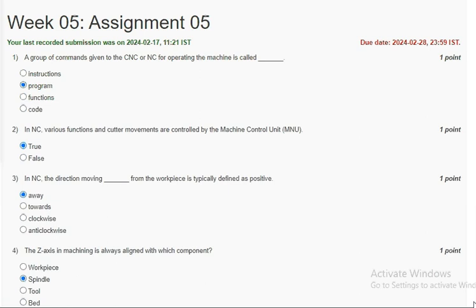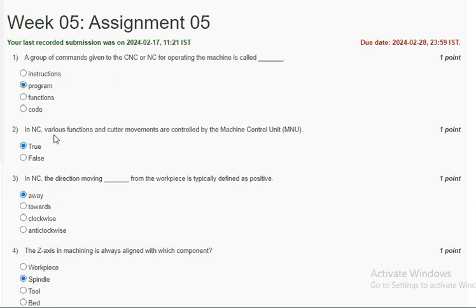Question number 1. The last date of this assignment for submission is 28 Feb 24. So let's discuss question number 1. A group of commands given to the CNC or NC for operating the machine is called a program. So the second option is correct. A group of commands is called a program.